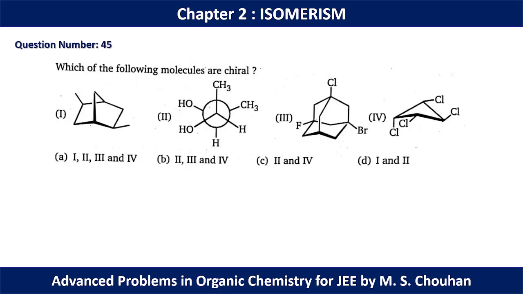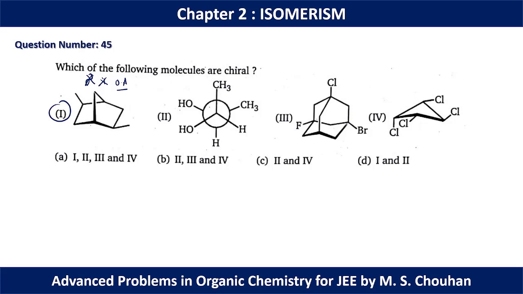In question number 45, which of the following molecules are chiral? Okay, so we have to find the sigma symmetry or i symmetry or Sn symmetry in this molecule. So in question number 45, in molecule 1 we don't have any sigma or any i, so sigma and i are absent, so it is optically active. This is a chiral molecule.